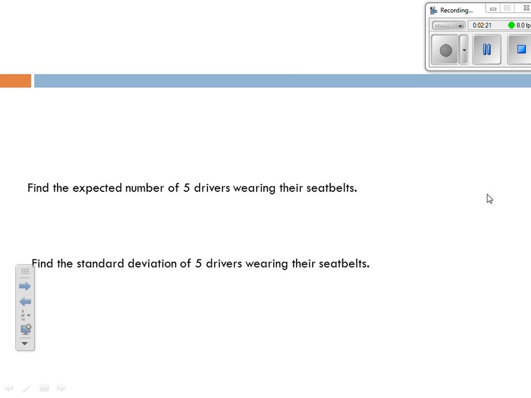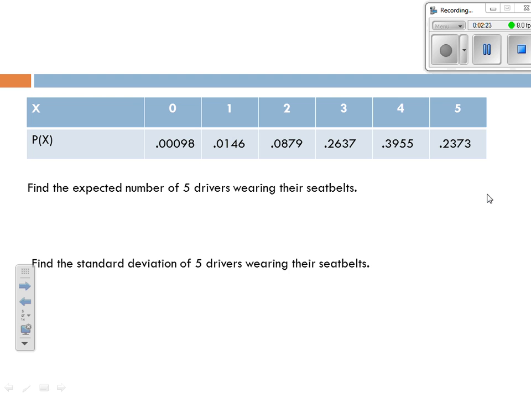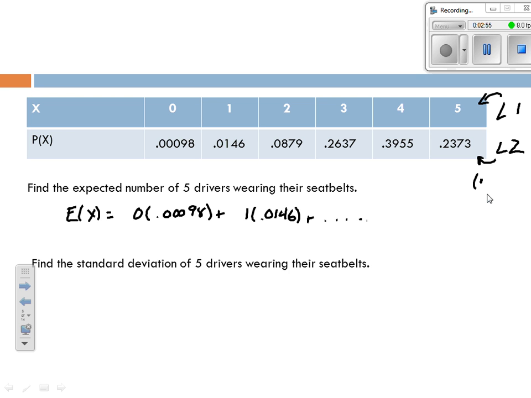So here's where it's going to be a little bit different to us. Find the expected number of drivers that wear their seatbelts and find the standard deviation. Well, we've seen this before. We know how to do this. Easiest way to do this, right? The expected number of x: 0 times 0.00098 plus 1 times 0.0146, and so on and so forth. Or we could put list 1 and list 2, which is probably the easier way to do this. And using list 2 as a frequency list, we can run one var stats.